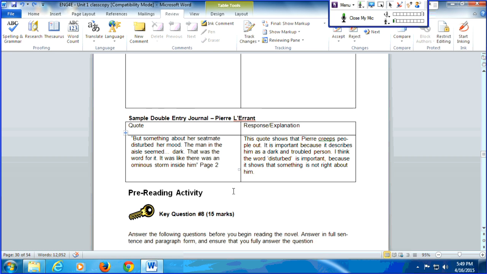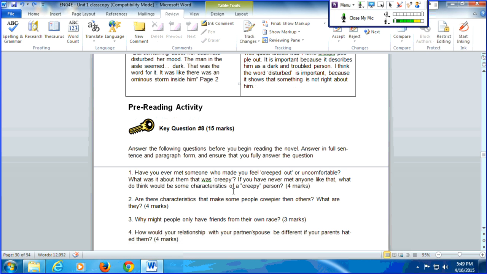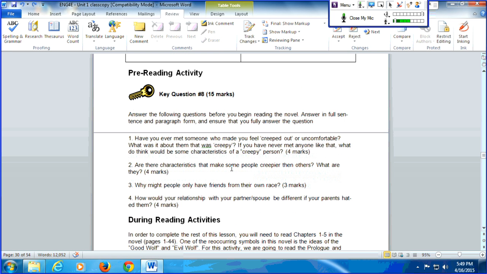So here's a pre-reading. These are things that we're going to look at now, and I'd like you to try and get done this weekend if you can. If not, we'll come back to it again on Monday. But answer the following questions before you begin reading the novel. Answer in full sentences and paragraphs to make sure you fully answer the question. So first one, have you ever met somebody who just made you feel creeped out or uncomfortable? What was it about them that was creepy? Now, if you've never met anyone like that, what do you think some characteristics of a creepy person would be?